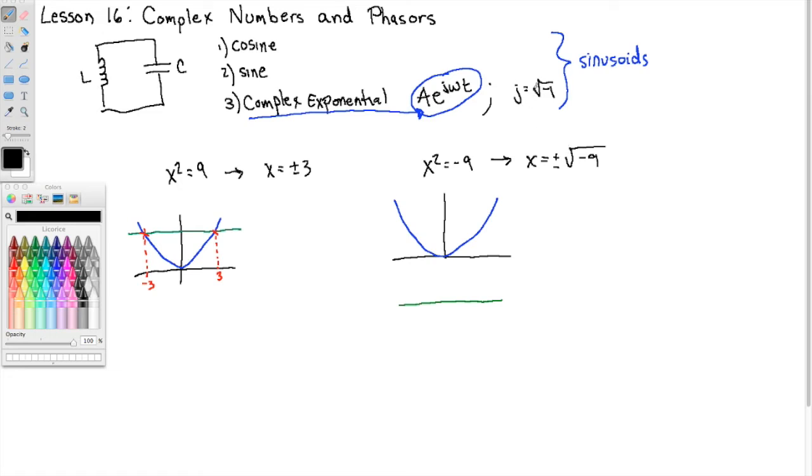And you make this definition, j is the square root of minus 1, then this is plus or minus j times 3. Let's just double check that. If you have the solution j3, squared is j squared times 3 squared, which is negative 9, because j squared is minus 1. And negative j3 squared is j squared times negative 3 squared, which is still negative 9. So both of these solutions apply.